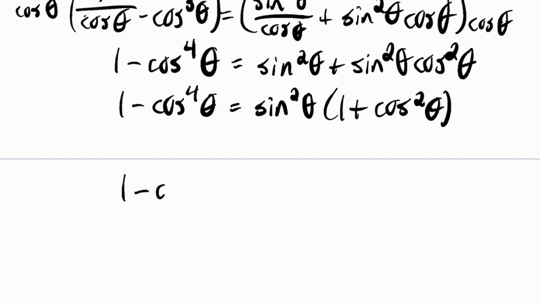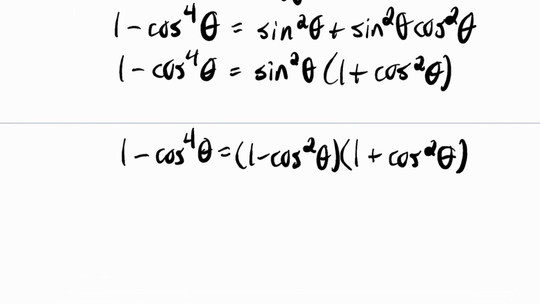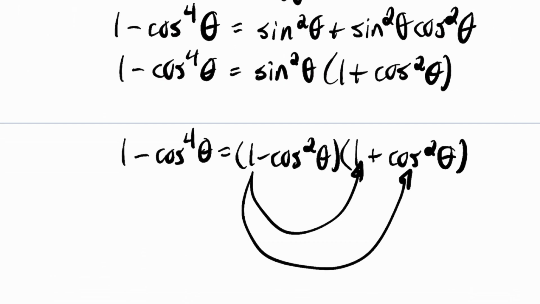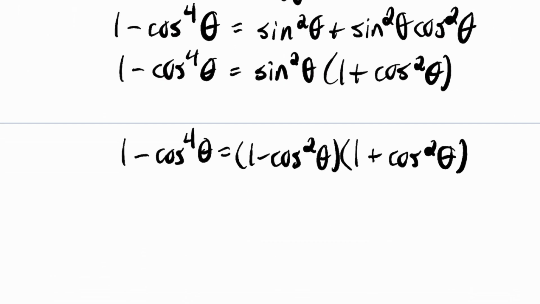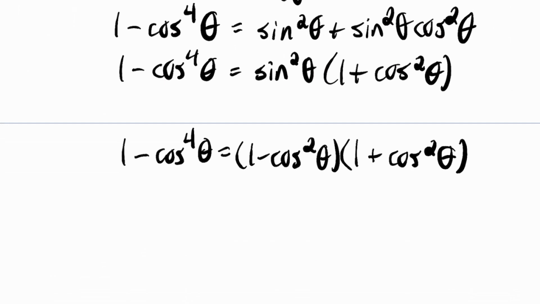As we've done in other videos, sine squared can be replaced with 1 minus cosine squared theta because of the Pythagorean identity. So I have 1 minus cosine to the fourth of theta equals 1 minus cosine squared of theta times 1 plus cosine squared of theta. On the right, I can now FOIL this. I'll have 1 times 1, 1 times cosine squared, negative cosine squared times 1, and negative cosine squared times cosine squared. This is going to be a bit much, but you'll see it's going to work out.